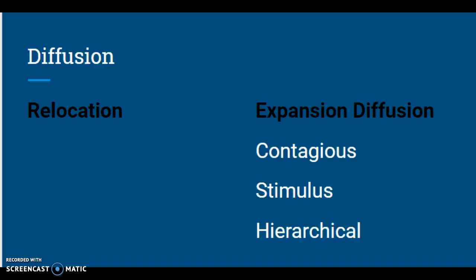So today we're going to talk about diffusion in hopes that we define what diffusion is, and we're going to categorize it in two main categories. We have something known as relocation diffusion, and our second category, which is known as expansion diffusion. Now, under expansion diffusion, you can see there are three that we break it down to. We have something called contagious, stimulus, and hierarchical.